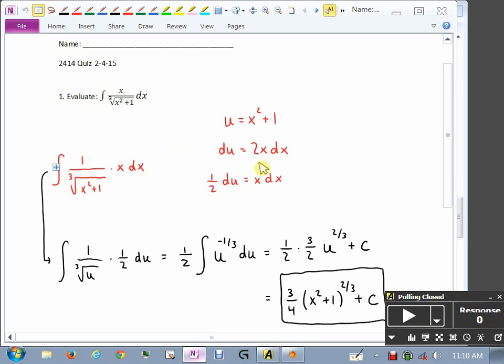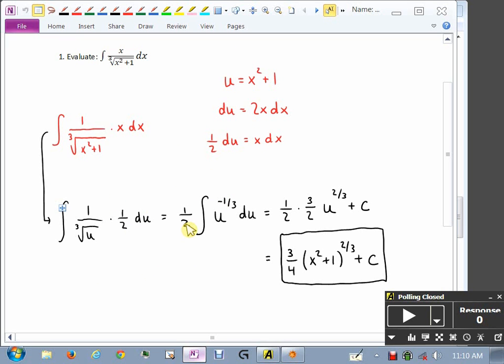So your 2x dx, solve for x dx, you just get 1/2 du is x dx. You rewrite the integral, replacing x dx with 1/2 du. That's right here. Replacing the radicand with u, pulling the 1/2 out. 1 over the cube root of u is u to the negative 1/3 power. The antiderivative of u to the negative 1/3, you add 1 to negative 1/3, you get 2/3. Then you put 3/2 out here. You had the half that you started with in the beginning. Put that all together, here you go. Plus c, replace u with whatever it was. So that was the first problem.